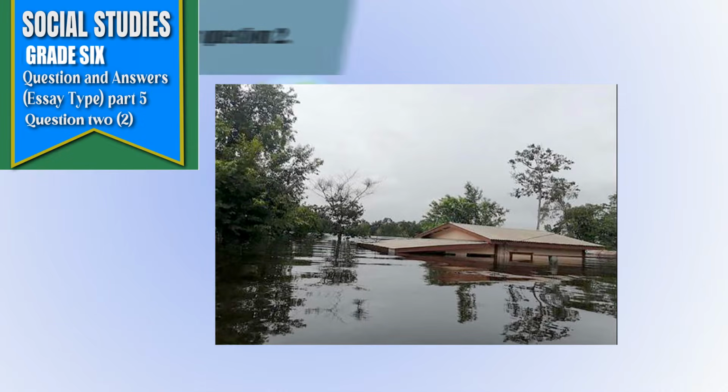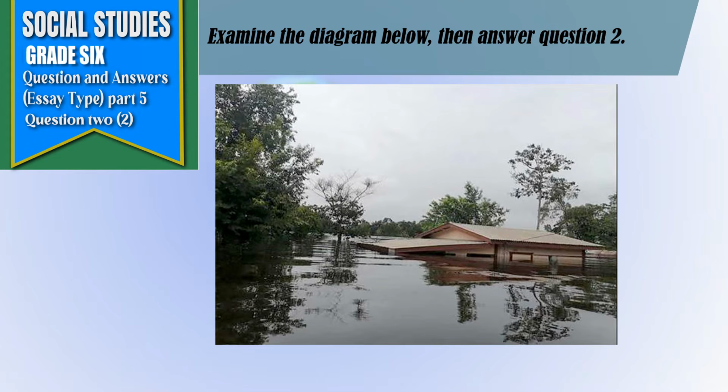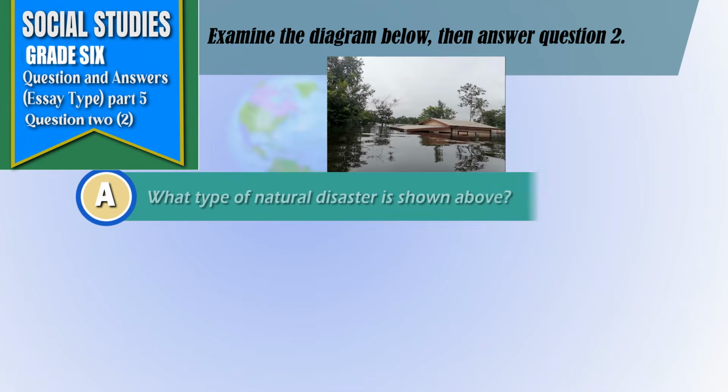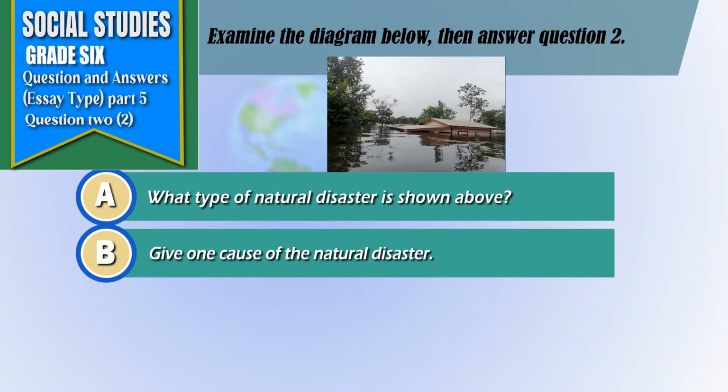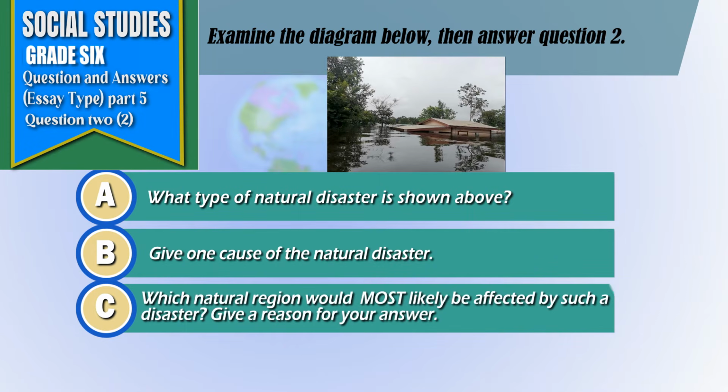So, question A. What type of natural disaster is shown above? B. Give one cause of the natural disaster.